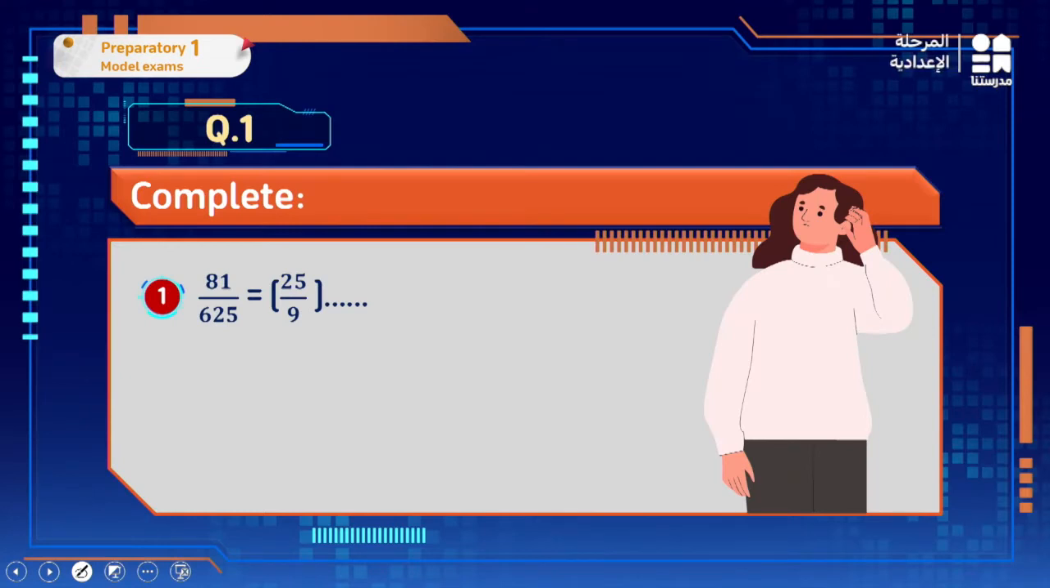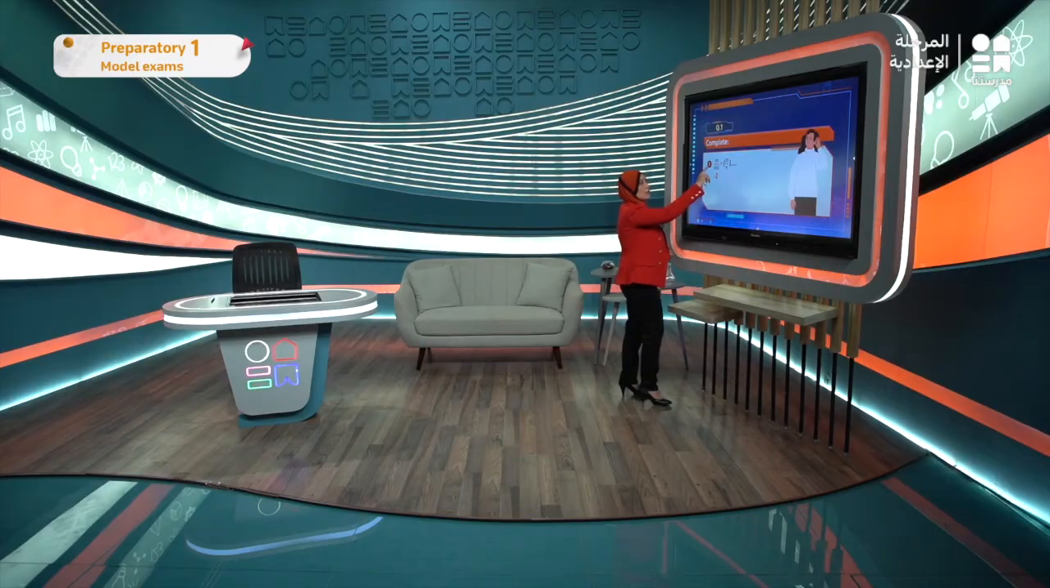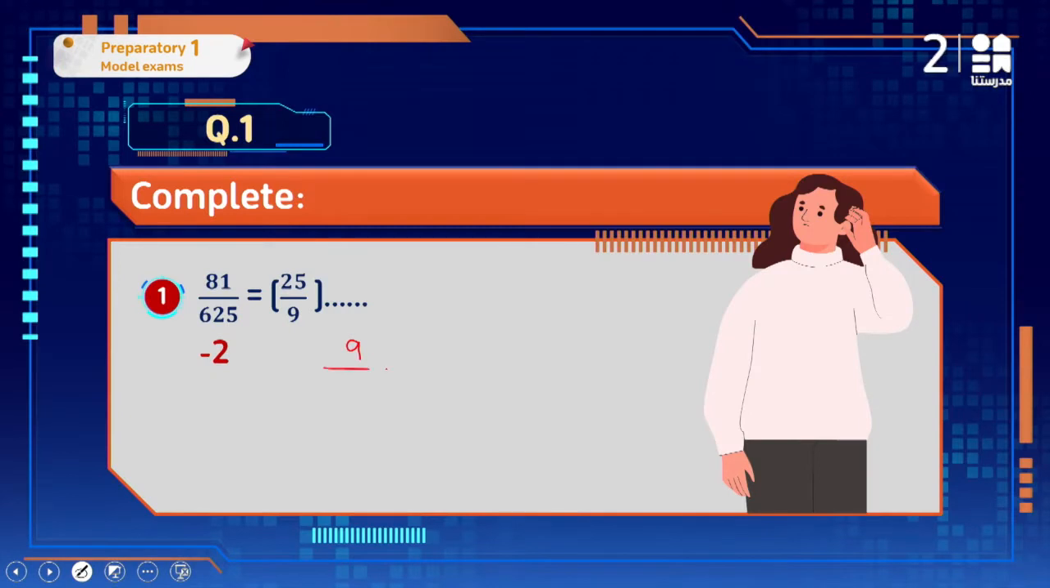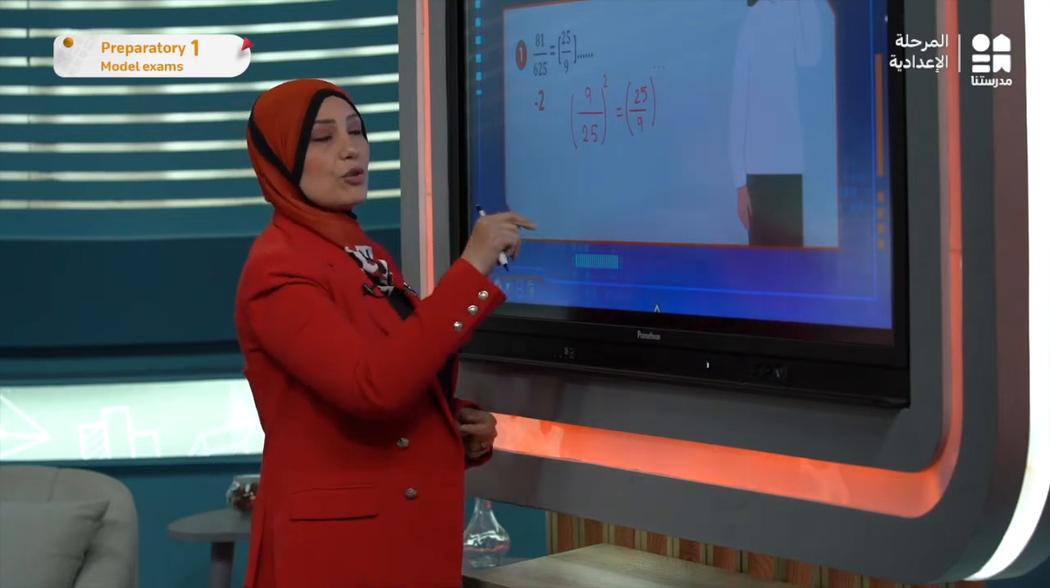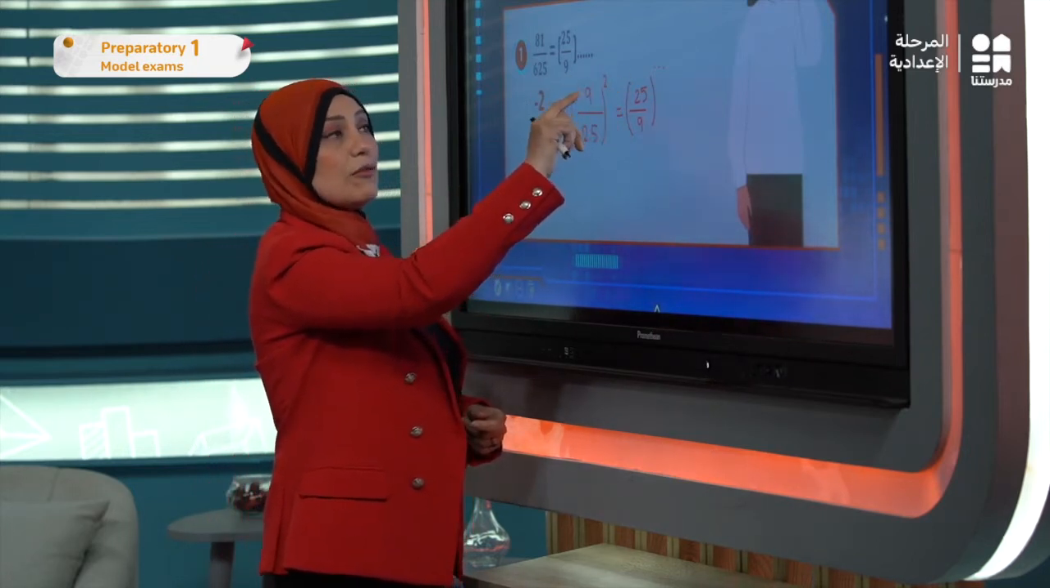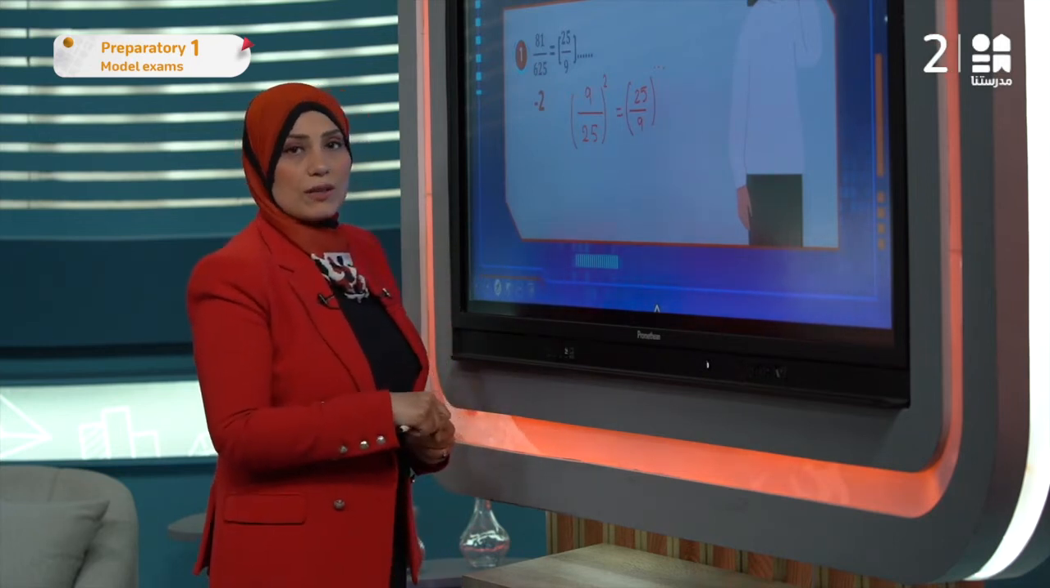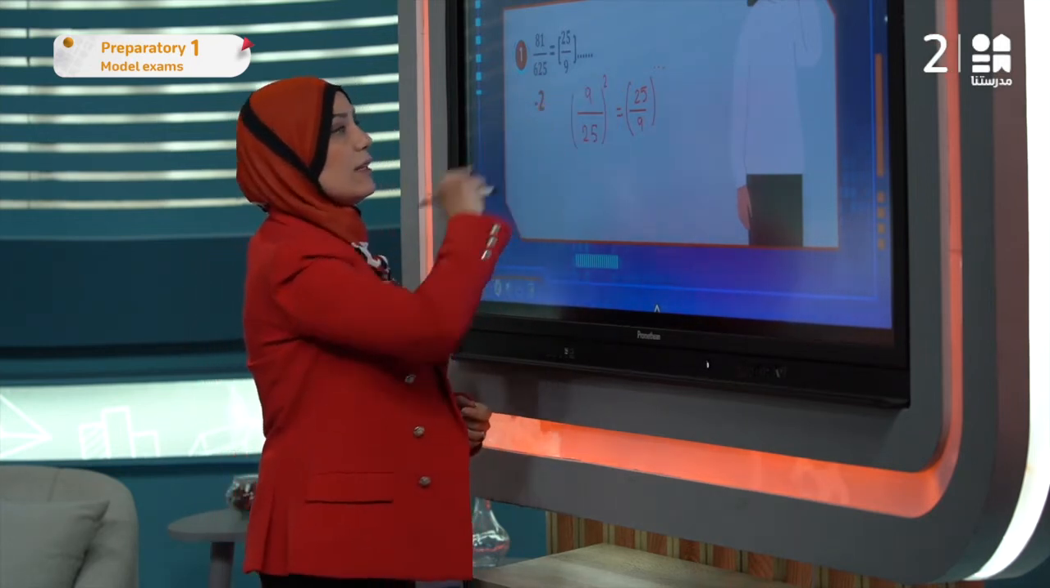Question 1. Complete. 81 over 625 equals 25 over 9 to the power of what? As we know, 81 we can write as 9 squared and 625 as 25 squared, both of them to the power of 2, equals 25 over 9 to the power of what? What do you observe? We flipped the fraction. When I flip the fraction, we have to keep the exponent but change its sign. So this 2 will be negative 2.